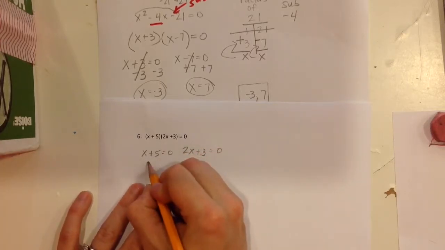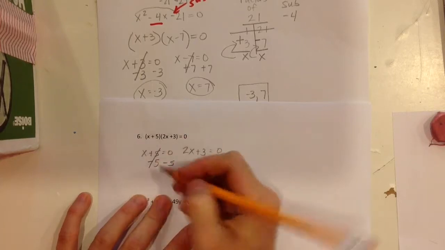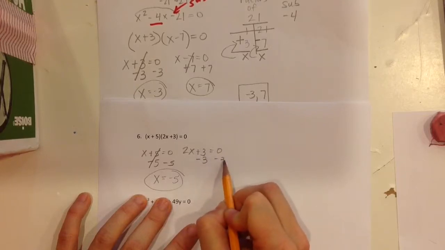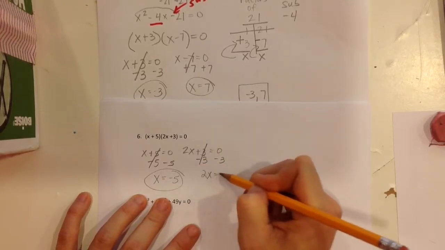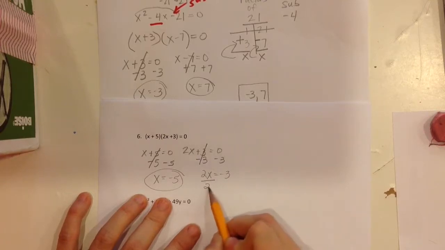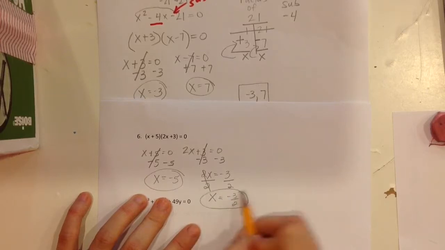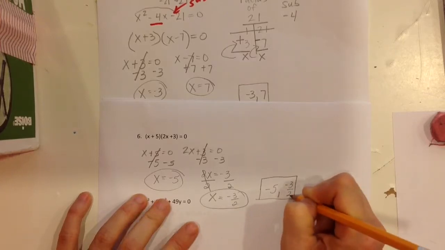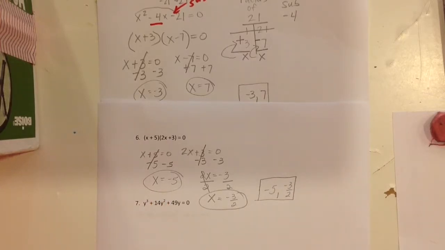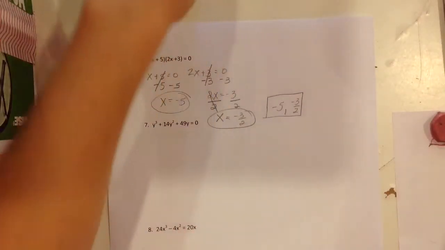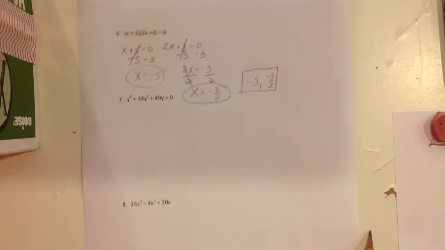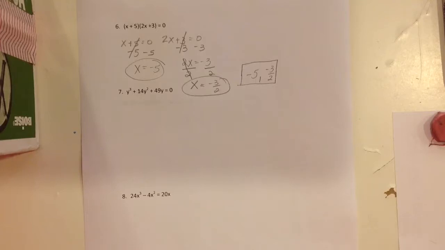Once I set each factor equal to 0, I'm going to solve. So I'm going to subtract 5 to both sides for the first one. So x equals negative 5. And then I'm going to subtract 3 to both sides for the second one, and I have 2x equals negative 3. I got to do 2 steps on this one. I need to divide by a 2, and x equals negative 3/2. So my answer is negative 5, negative 3/2. All right, so that one was a little more complex, but it's not at the same time. It was really easy, but we had to do 2 steps in our solving, so it made it a little harder, but it wasn't.